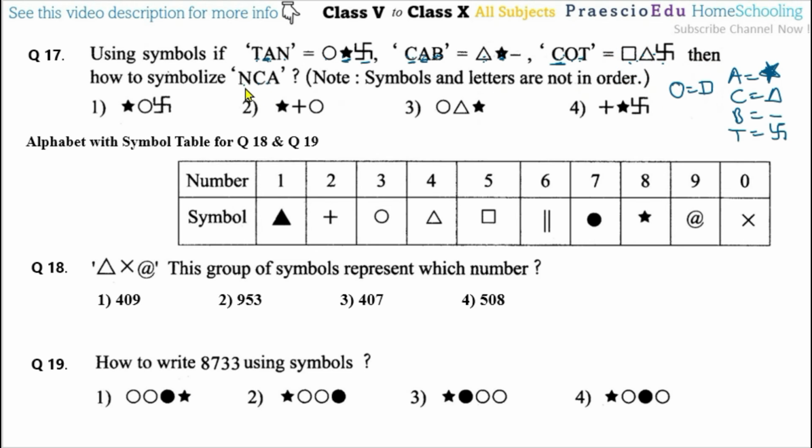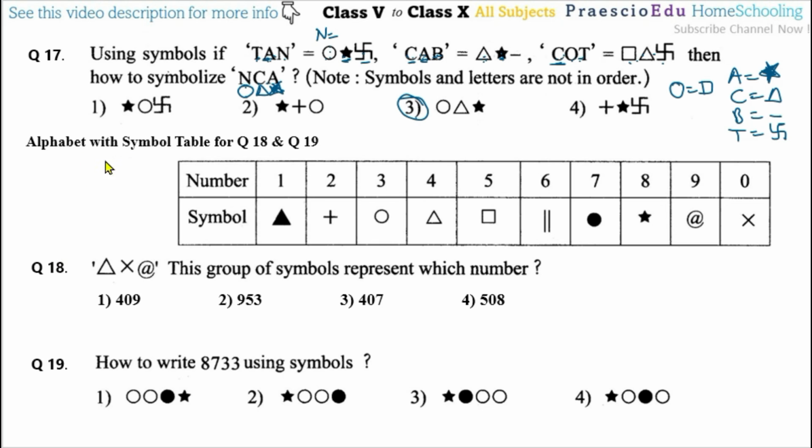Now N we have to find. Here T and A we got, so N is equal to this circle. Then C is equal to this triangle and A is equal to this star. So this is given in option number 3. For question number 17, option number 3 is the correct one.